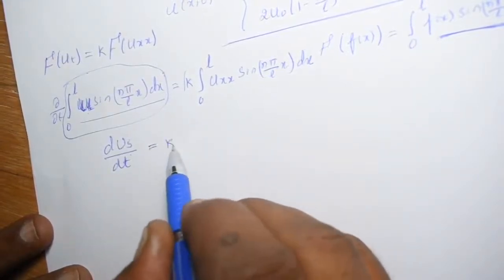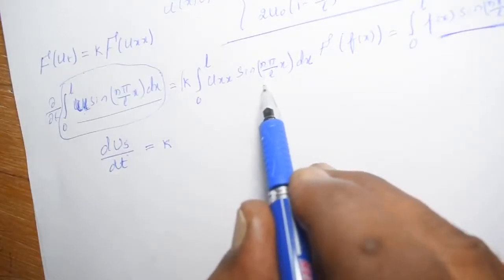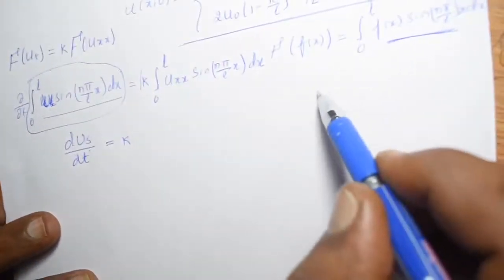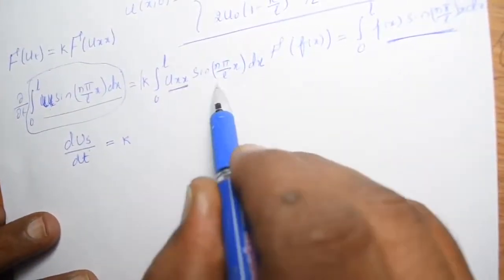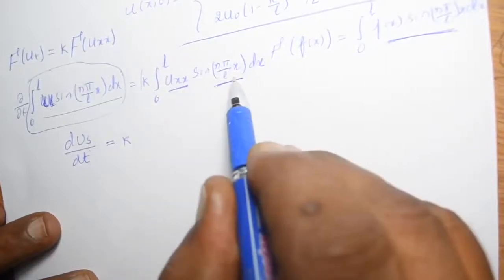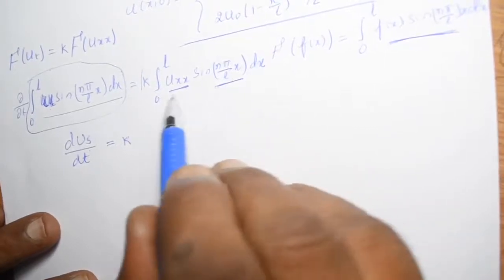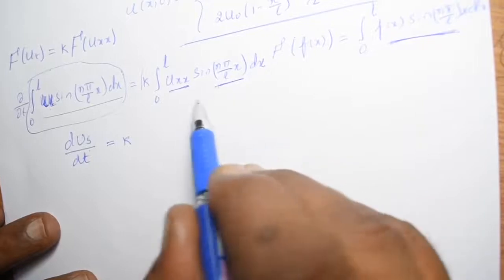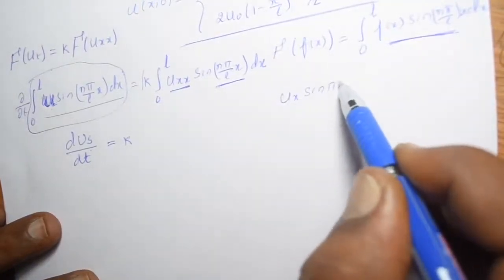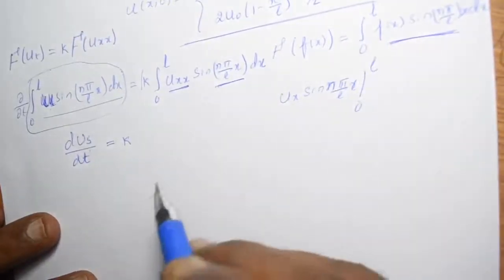This is equal to k into, here you have to integrate twice. You know how to integrate this. This is for integration and this is for differentiation, meaning you have to integrate by parts. I am going to give you one step only, then I am going to write directly whatever is obtained after integrating. So now ux into sin n pi by L into x, with limits 0 to L, right?